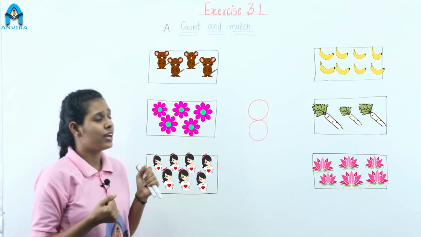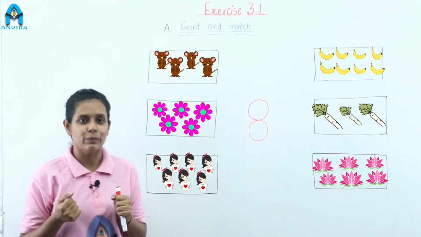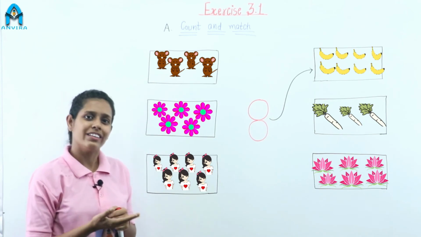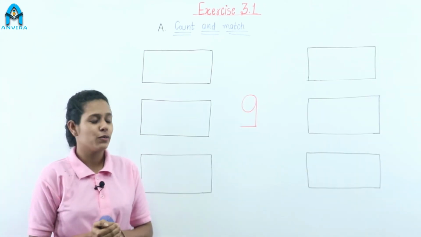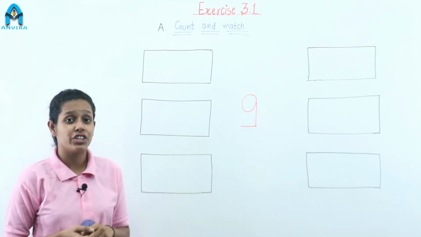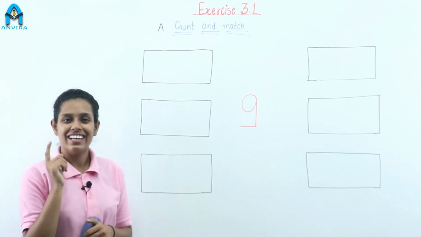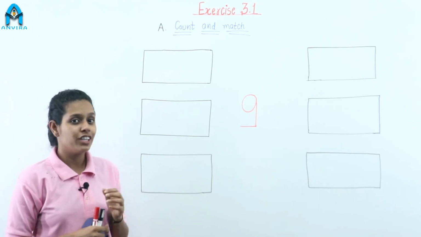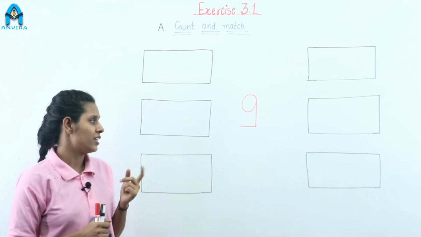Bananas. Row bananas are matched with number 8. Now we match number 8 with row bananas. Now look at the next question. Which number do you find in this question? Number 9. Let's count the object which match with number 9.